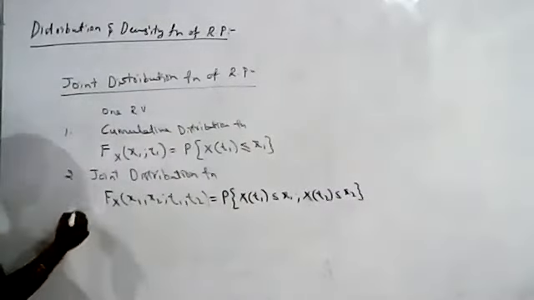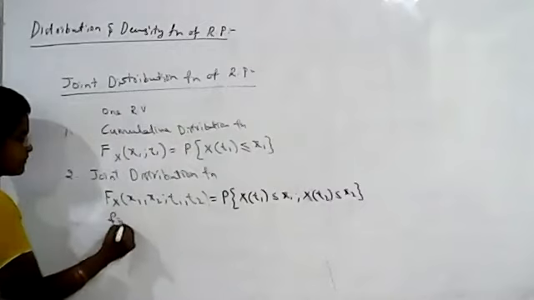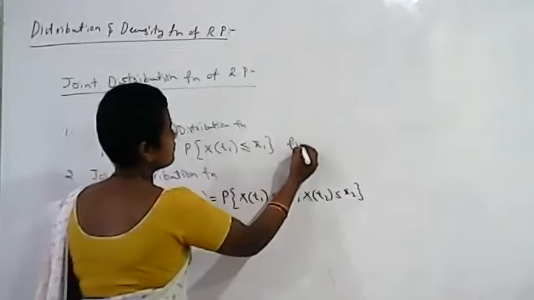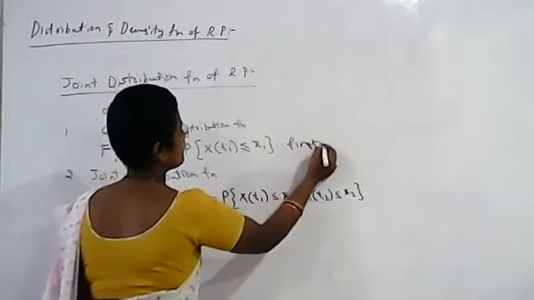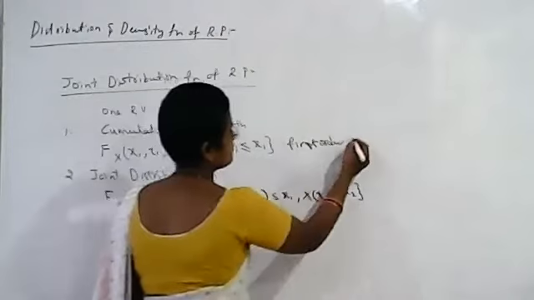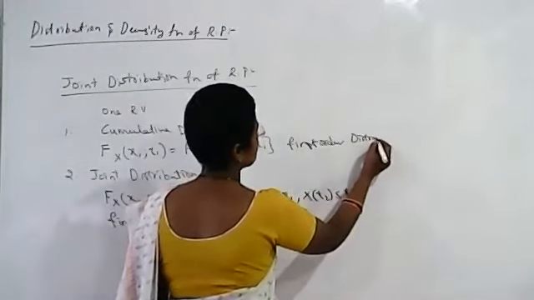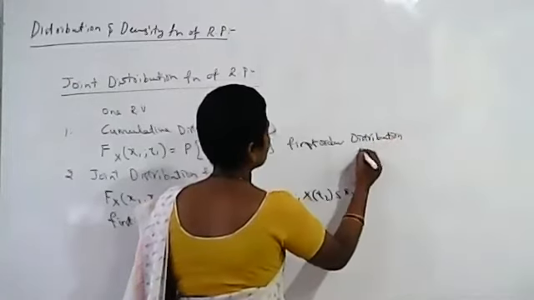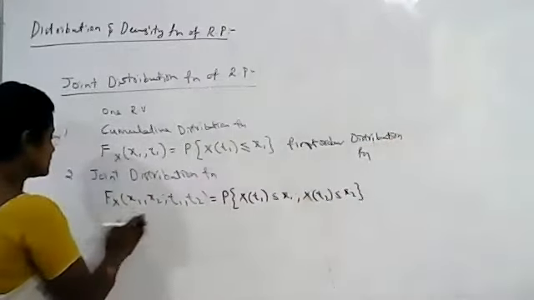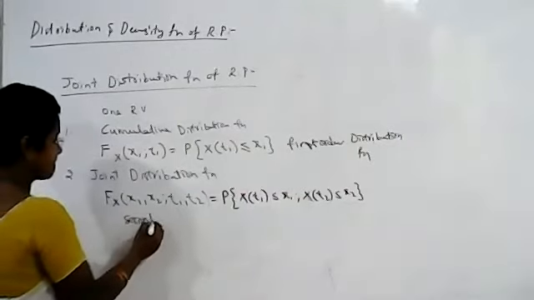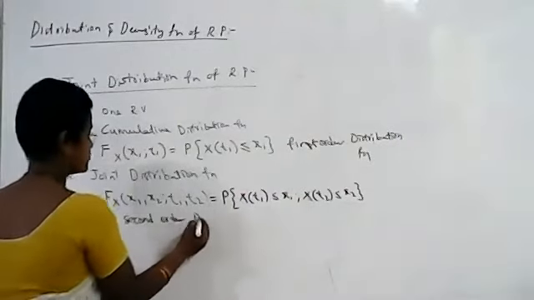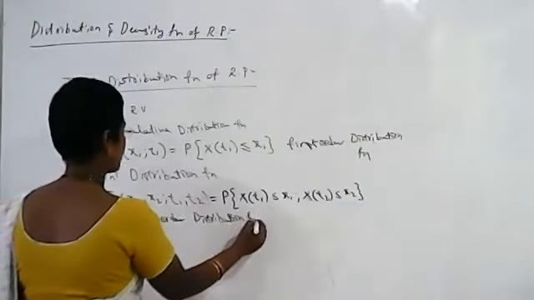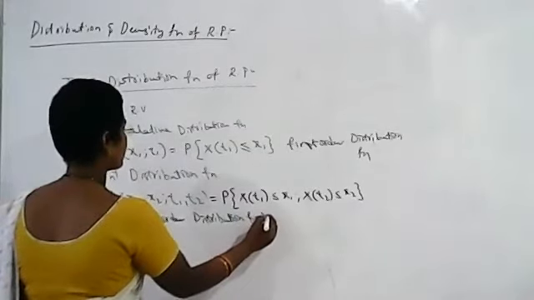Okay. Then this is called the first order distribution function, because we have only one random variable. Whereas this one is called the second order distribution function, because it is involving two random variables.